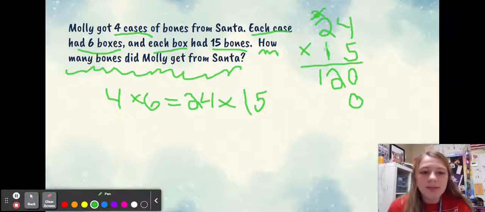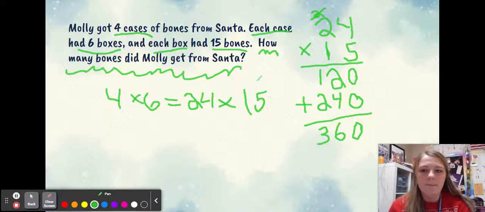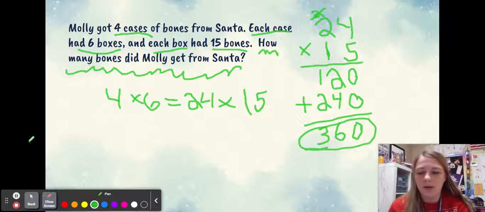Next, I multiply my tens place times our ones place. 1 times 4 is 4. And 1 times 2 is 2. Now I have my partial products, and I still need to add them together to get my final answer. 0 plus 0 is 0. 2 plus 4 is 6. And 1 plus 2 is 3. So Molly got 360 bones in all.